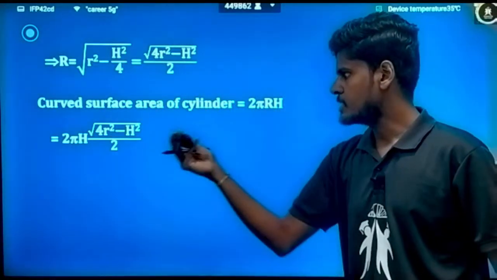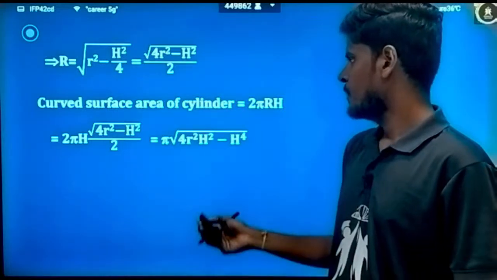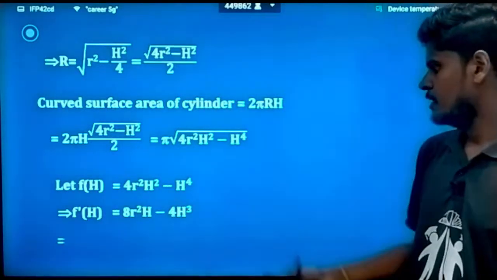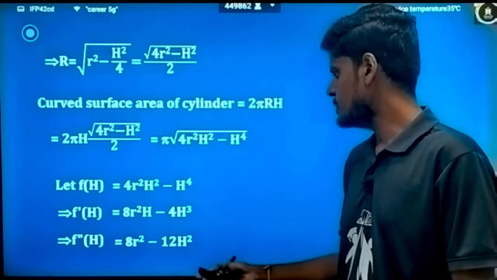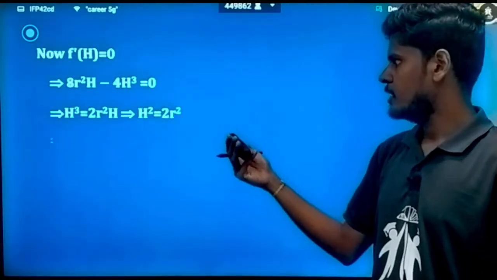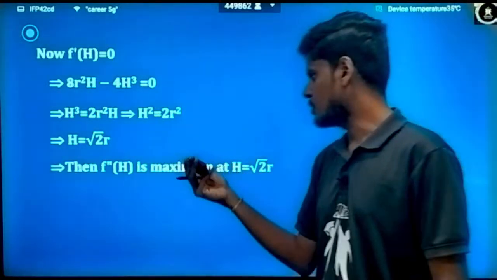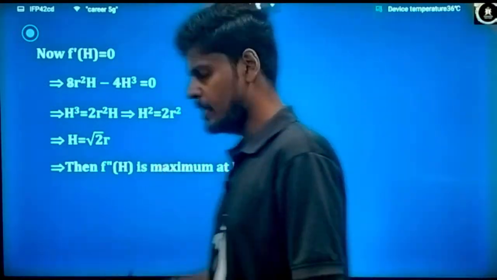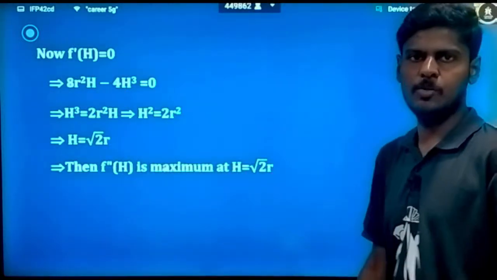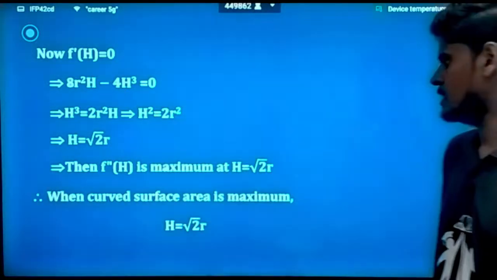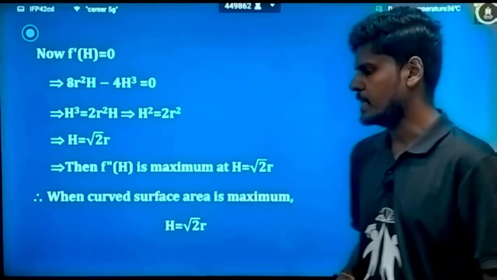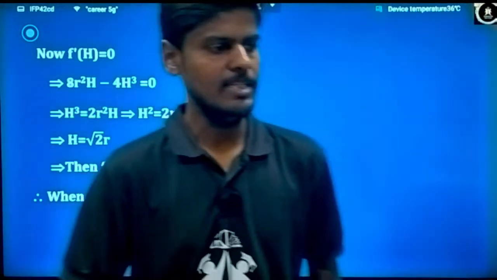And curved surface area is given by this. And differentiate it equal to 0. F dash is equal to 0 means we will get, in final we will get h is equal to root 2 r. And find f double dash at h and substitute the value h equal to root 2 r. That is our procedure now. So if it is less than 0, that is our maximum point. That is it. Easy questions.